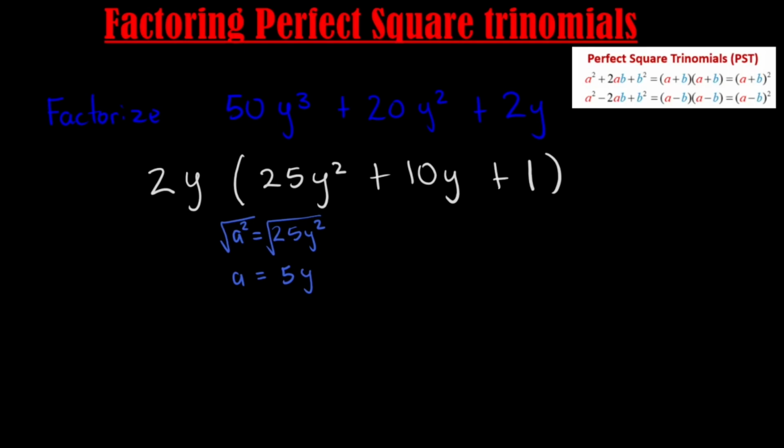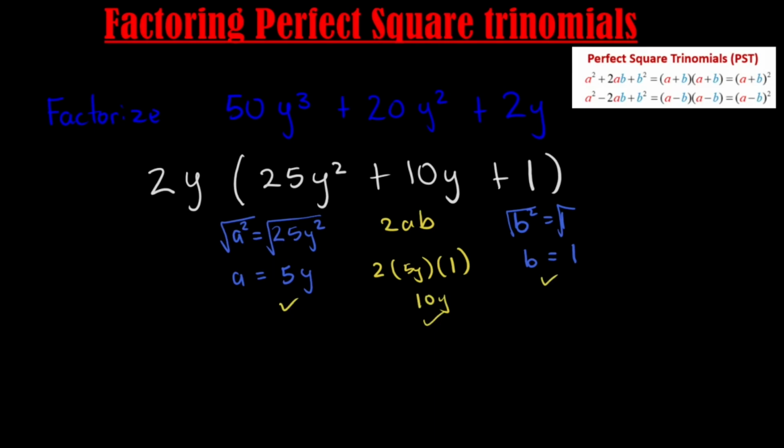Now let us check on our last term. So b squared is equal to 1. Now we want to see what b is. So the square root of 1 is 1, so therefore b is equal to 1. Now let us check on our middle term if it fits the criteria as well. So 2ab, 2 times a, which is 5y, times b, which is 1, and we'll get 2 times 5y gives us 10y. 10y times 1 will give us 10y. So all three criteria are met.